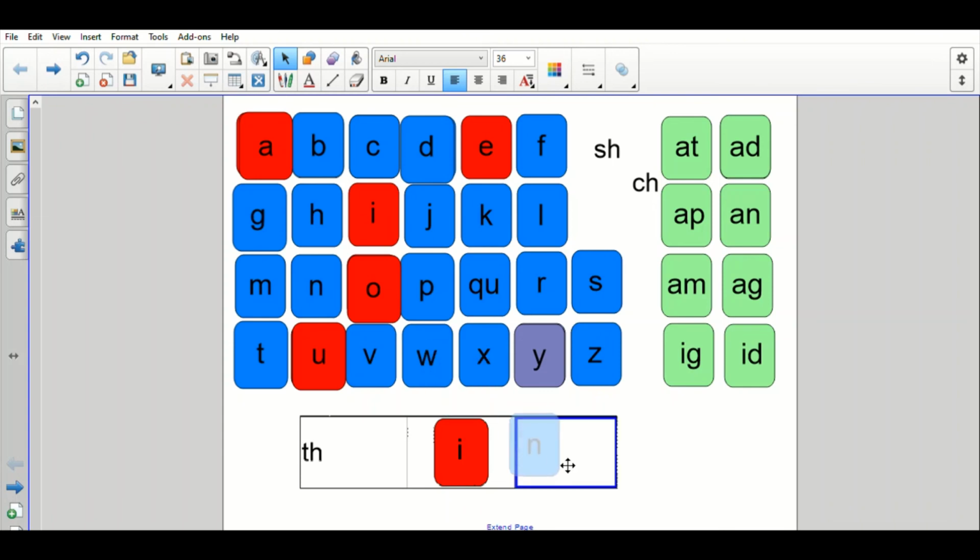Okay, so I'm taking away the d in thid and I'm putting n. That's the letter N. When I say th, my teeth show. When I say n, my lips touch and my teeth don't show. So don't get those two confused. What is our new word? Thin. That's another word for skinny. Great job, boys and girls.